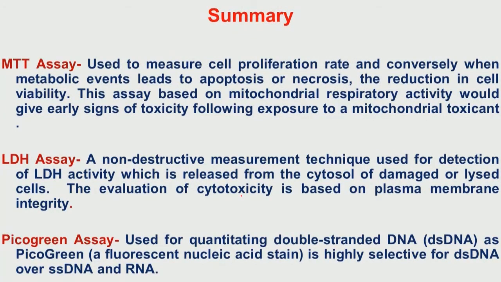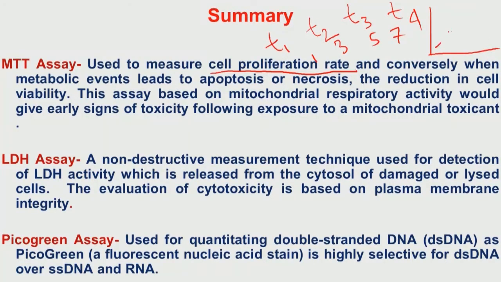Let me summarize these 3 different assays that I have just discussed in the last 10 minutes or so. The first one is the MTT assay, which is used to measure metabolically active cells. If metabolically active cells are measured at 3 or 4 different time points in culture, like T1, T2, T3, T4, or let us say 1 day, 3 days, 5 days, 7 days, and you plot how the cell numbers are increasing, then you can see how the cell growth takes place. That kind of quantification is possible.